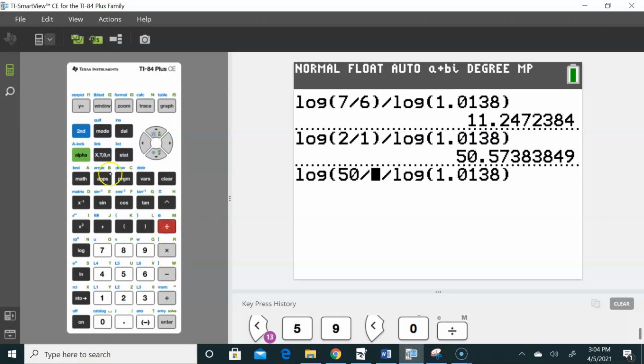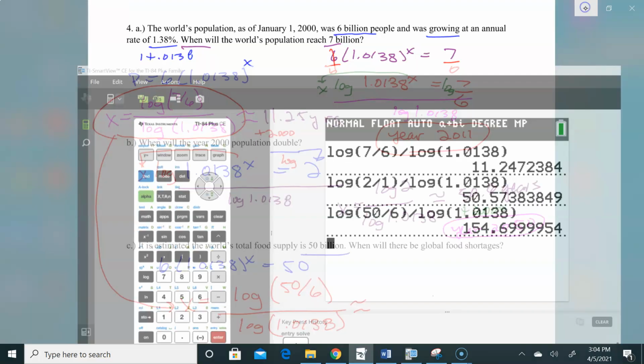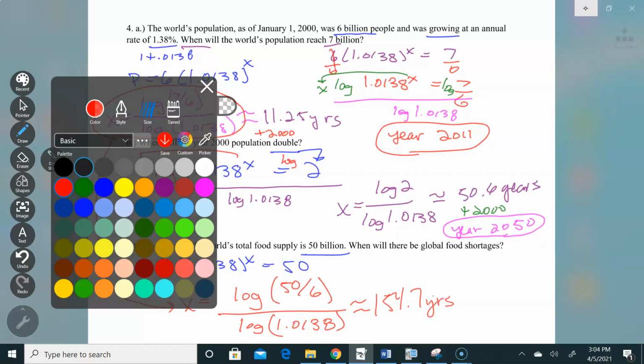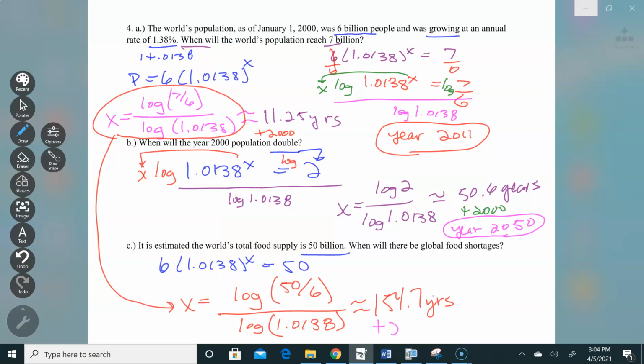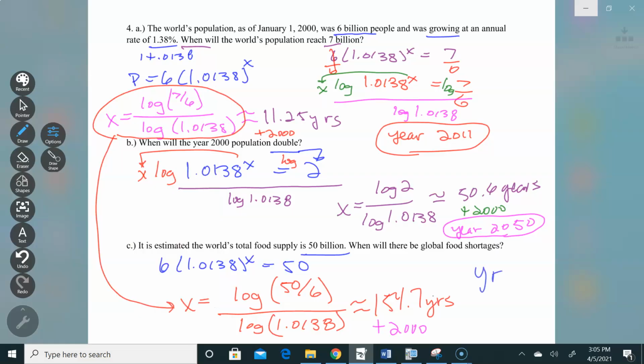50 slash second insert 6, and there we go. I have it all. I got 154.7 years, and I have to add 2,000 to it, plus 2,000, and the actual calendar year I get is 2154. I'm not making that, and I don't think any of you are going to make that time either. So we don't have to worry about running out of food in our lifetime.